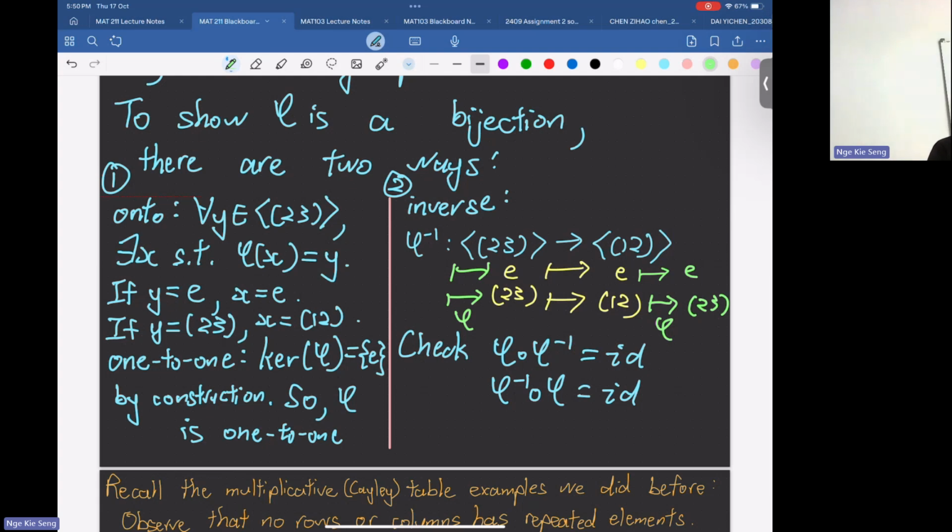Who gets sent to E? E, obviously. Who gets sent to (1,2)? Sorry, (2,3) gets sent to (1,2). Let's write down phi first also. So if you do phi inverse, you go through these two lines here, and you will see that E gets sent to E, (1,2) gets sent to (1,2). And then if you do phi inverse phi, you send E to E, and then (2,3) to (2,3).